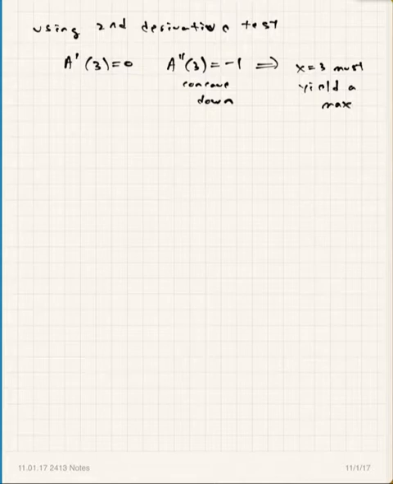You could use the first derivative test. You could look at the graph, and all of those would lead you to the same conclusion. All right, so that's step 6.